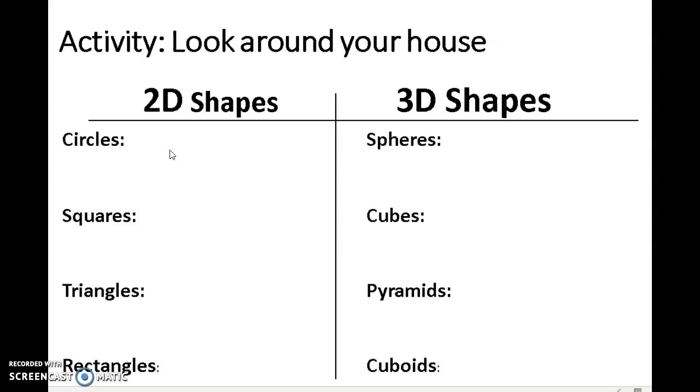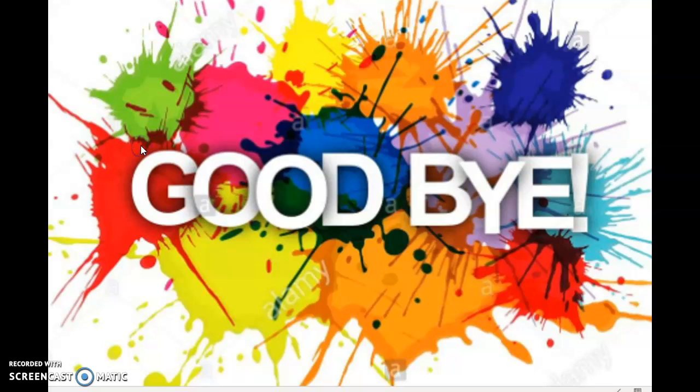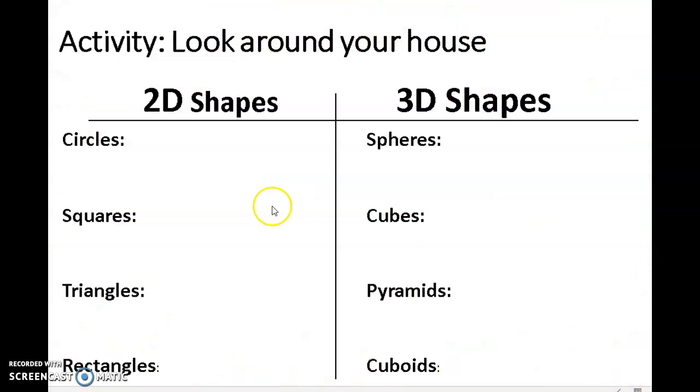Okay, so your task is to go around your house, and if you see a circle, then you write it. If you see a sphere, you write it. For example, if you see a soccer ball, it's a sphere, so you write it here. If you see a cube, then you write it here. If you see a pyramid, you write it here. If you see a cuboid, you write it here. Okay? So let's see how many you can get. You can write as many as you can find in your house.